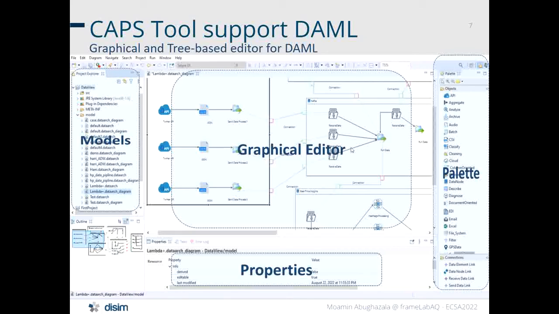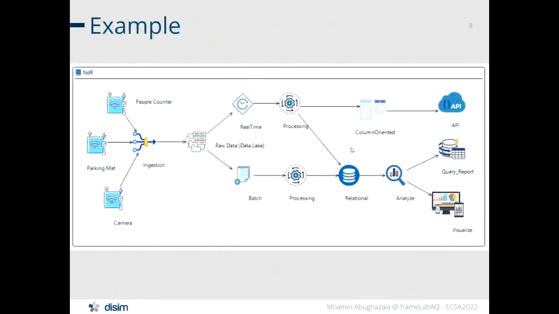As a result of our tool, we have the following simple example model. The first three elements on the left side are IoT devices as a source of the data. Then the ingestion phase collects data from the sources and stores it in the data lake as raw data. Then the processing phase, which contains real-time and batch processing to convert the data to another form to be ready for another use.